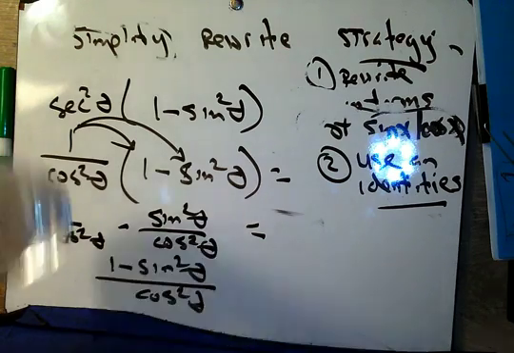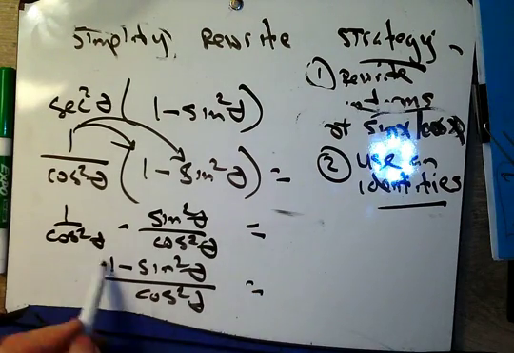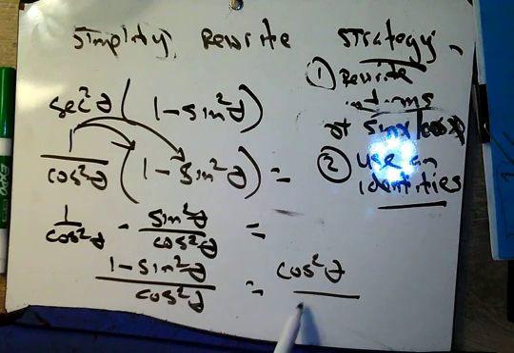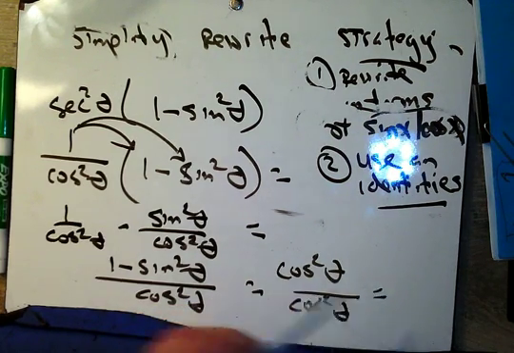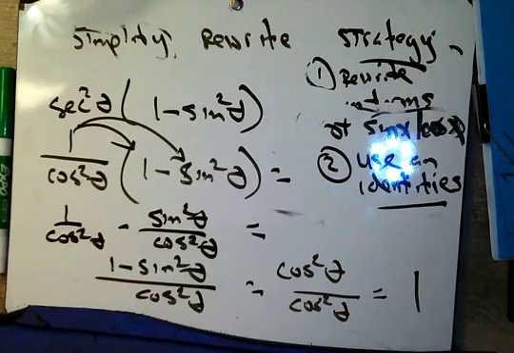You need to practice this until you say, oh yeah, I can do this. 1 minus sine squared, that's cosine squared, over cosine squared. Okay, fraction, let's go further. Not a fraction is better than a fraction. So I get 1 here. Cool. So this was one way to do the problem.